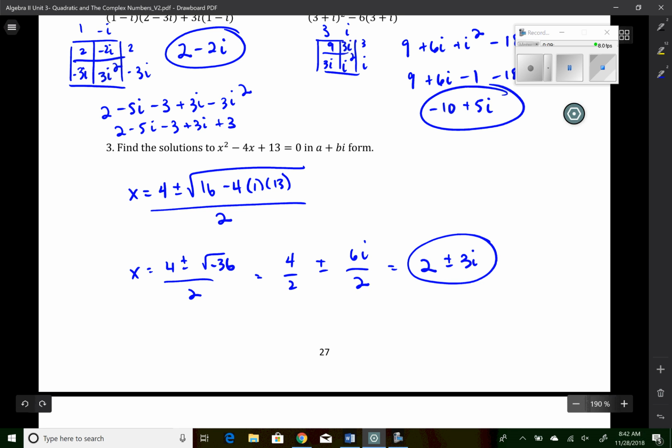Remember, complex solutions always have a buddy. They're always in pairs. So here we have a positive and a negative solution.